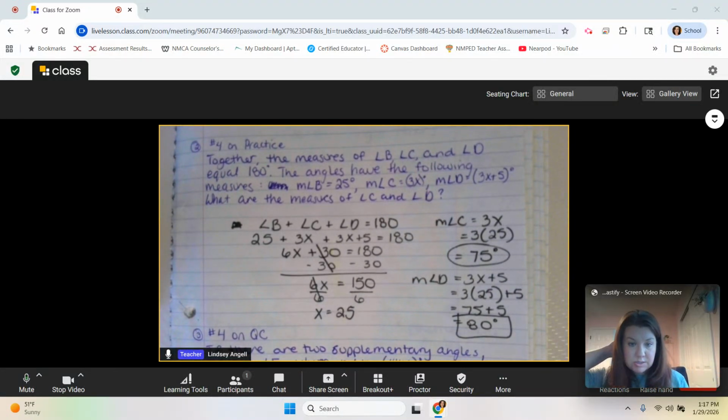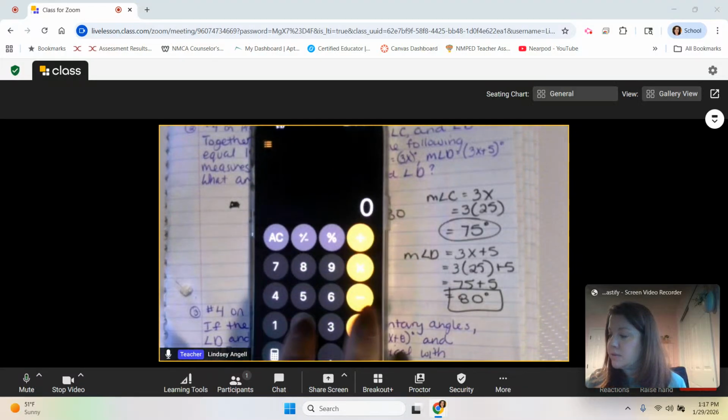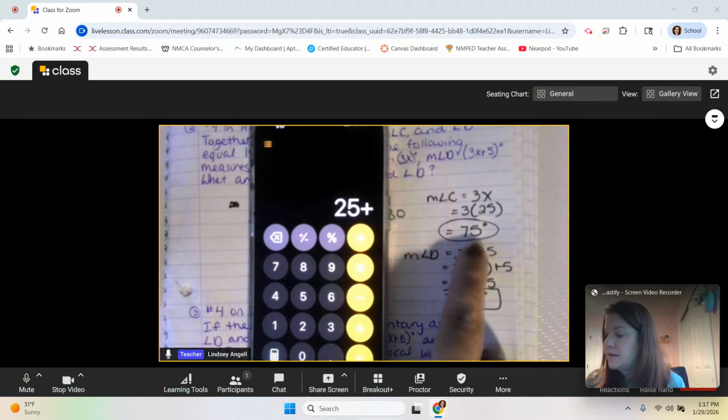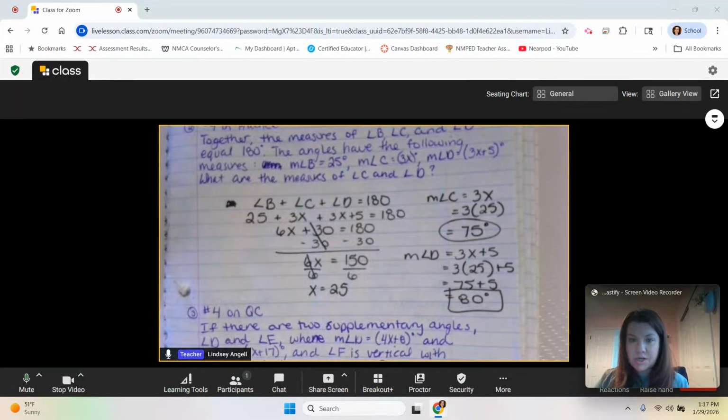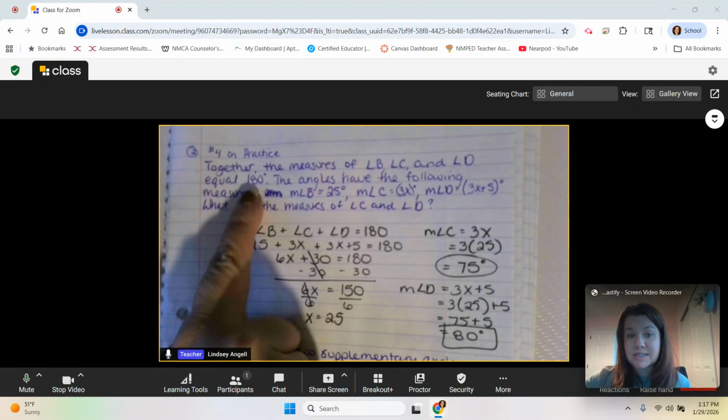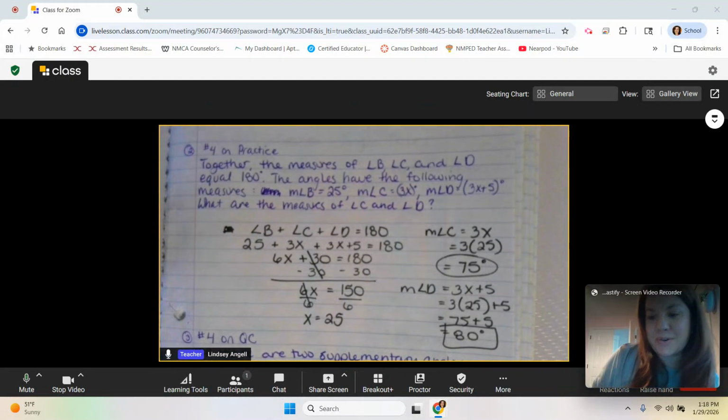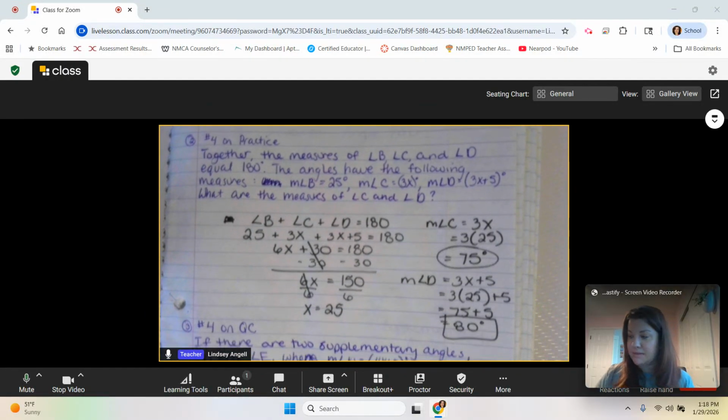All right? So we found x, and then we plugged it back into measure of angle C and D to solve. One good thing for us to do, though: measure of angle B was 25 degrees. So we could say 25 plus 75 plus 80, and they do equal 180 degrees. And that's good because that's what we were told that they were going to add up to. So that way we know we're right.